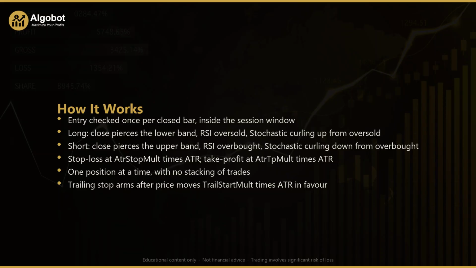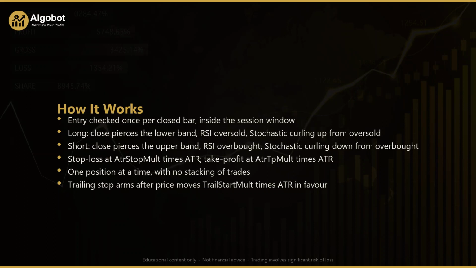Now the entry conditions. For a long or buy setup, three things must all be true on that closed bar at the same time. 1. The bar's close must sit at or below the lower Bollinger Band, meaning price has stretched below its volatility envelope. 2. The RSI must be below its oversold threshold, which defaults to 35, confirming that downside momentum is already stretched. 3. The stochastic %K line must be below its oversold level, which defaults to 25, and %K must be above the %D line. In other words, the oscillator has started curling back up. When all three agree, the strategy signals a buy.